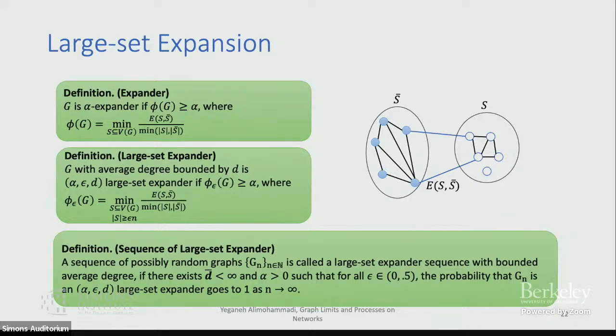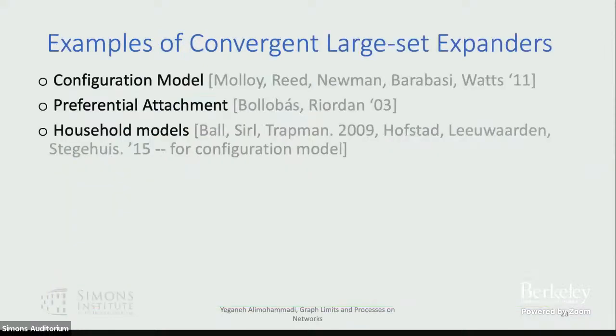So I guess any single town that you assume, for example, Berkeley, is an expander, I guess. But maybe if you look at the union of Berkeley and, I don't know, Cornell, maybe it's not. So examples of graphs that converge and are large set expanders, meaning that they satisfy all of our conditions for our second result, are the configuration model, preferential attachment models, and household models.